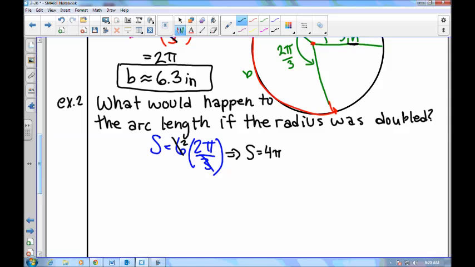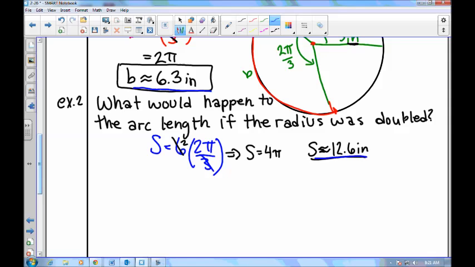So we need to calculate 4 pi. Does anyone over here have the calculation for 4 pi? I think it would be 12.6. Okay, so we get 12.6 inches. So originally it was 6.3, now it's 12.6.